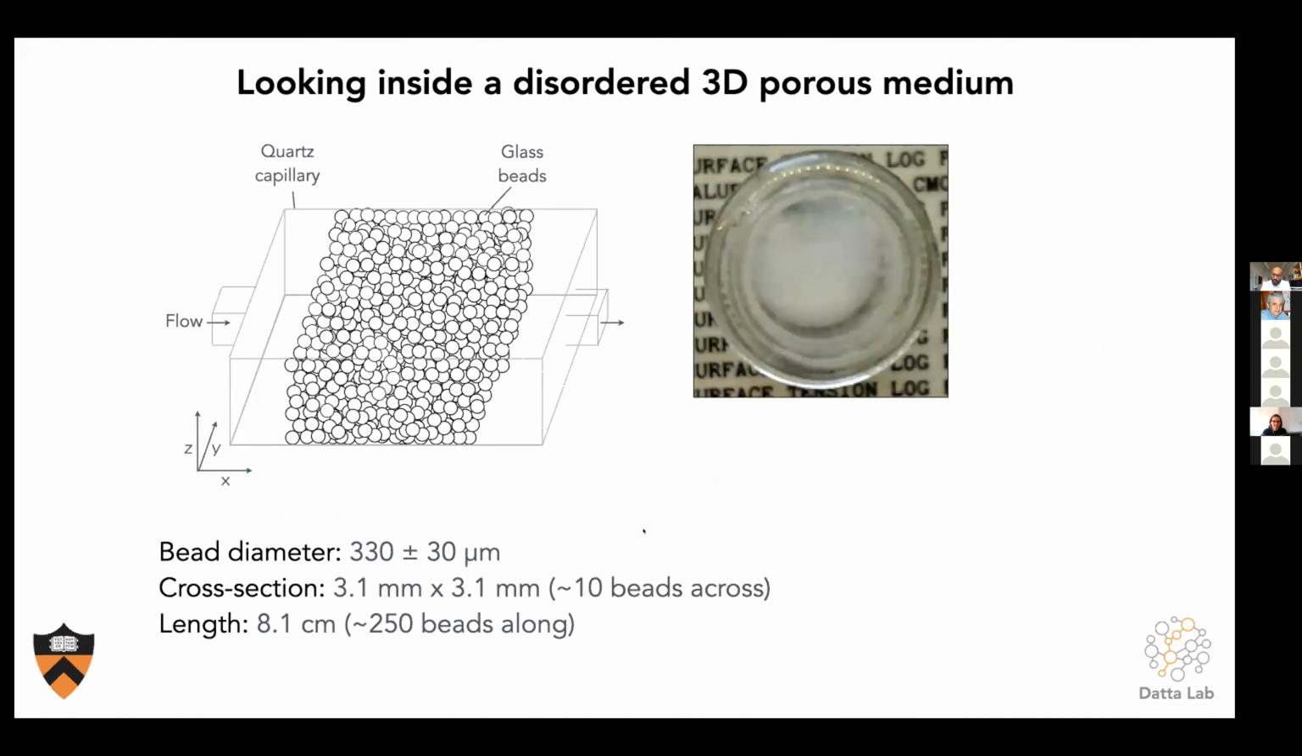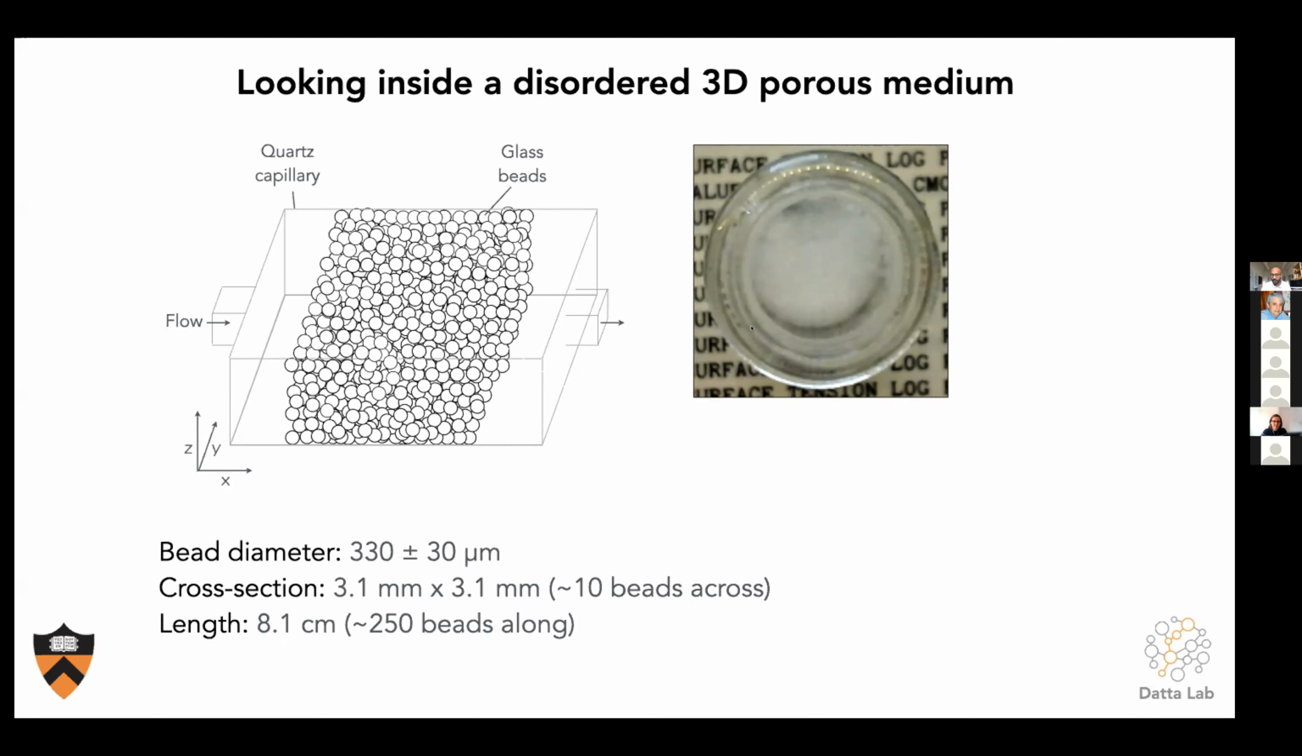Again, Marcio touched on this very nicely in his talk. We make our own model 3D porous media by taking borosilicate glass beads, packing them together in a quartz capillary, sintering them very briefly at 1000 degrees Celsius so that the beads fuse together and form a rigid porous medium that doesn't change shape, right? This is still opaque though, you can't see through it.